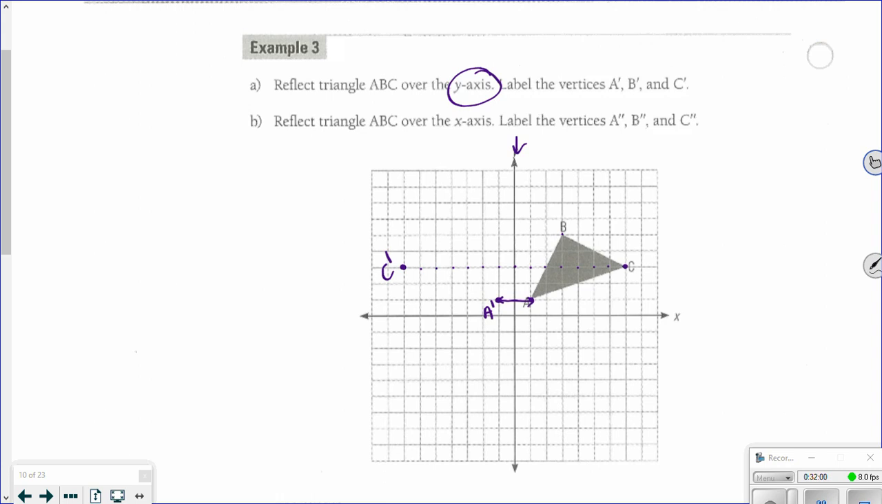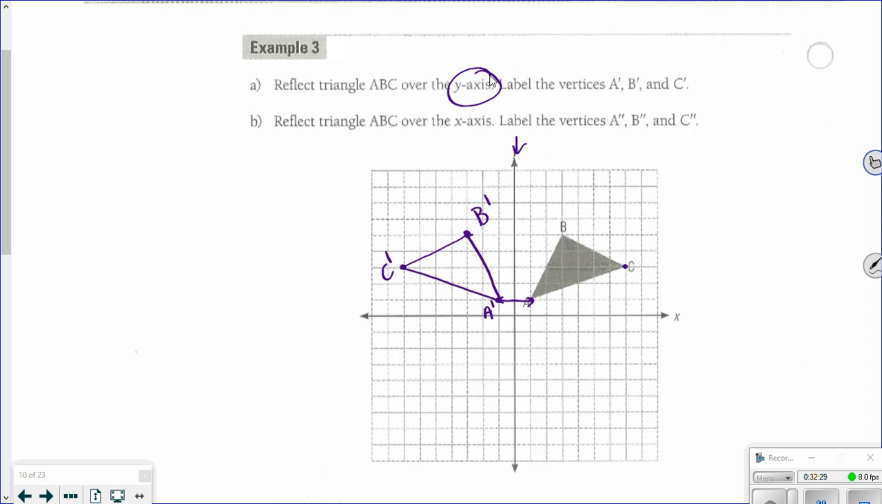B is up here. It's 1, 2, 3 units away, which means I need to go 3 in the opposite direction. B is going to be right there. And when I connect my dots, I should get a shape that's exactly the same, just flipped over. The size shouldn't change, the angle shouldn't change. Okay, so there's my new one.